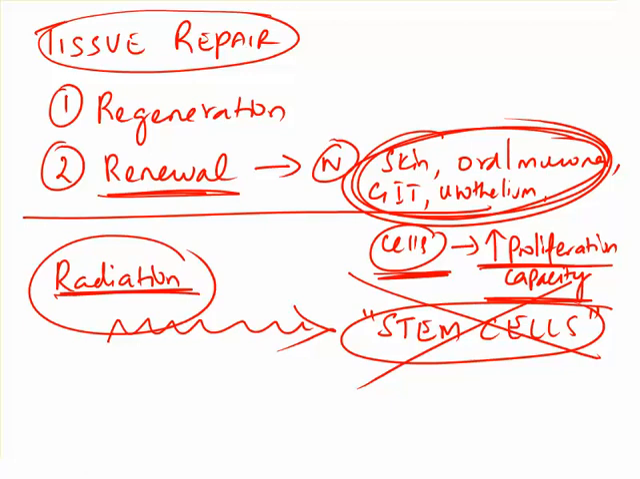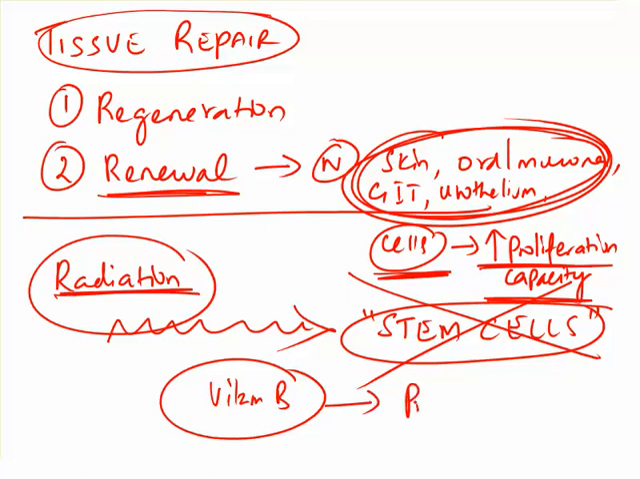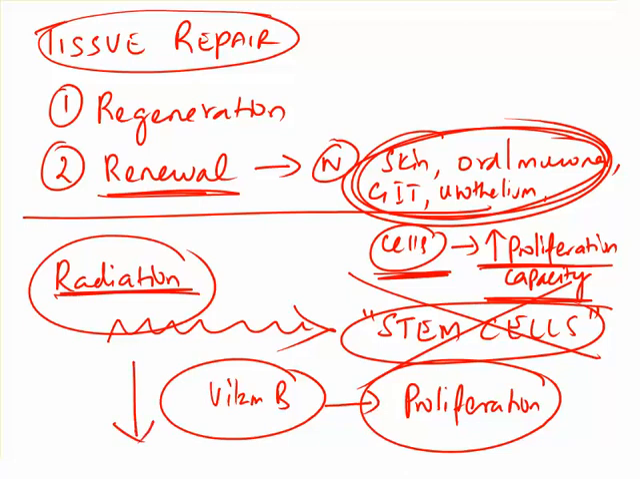And why? Because vitamin B complex is needed for proliferation. If they have vitamin B deficiency, then the proliferation will be reduced. The renewal is affected. They go for ulcer. You all understand this? These are the important examples you should know. Okay, so from these areas only we will be asking cases.